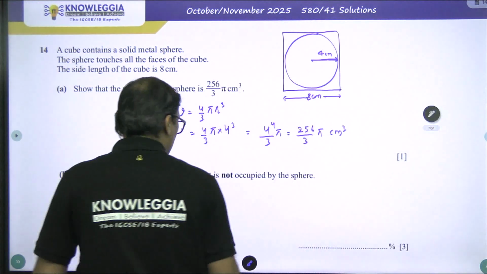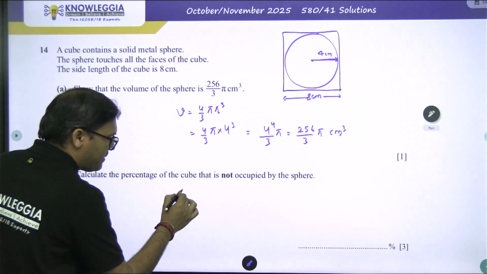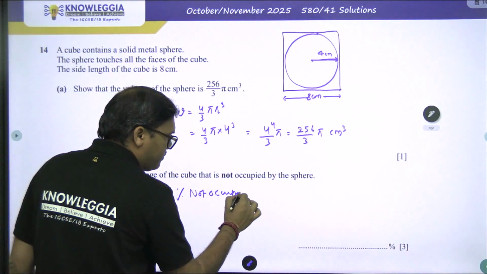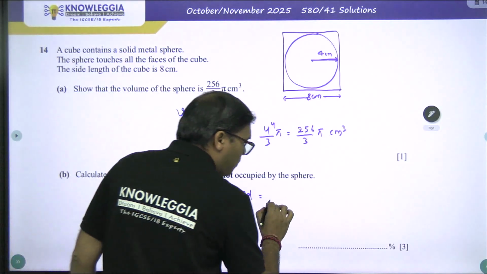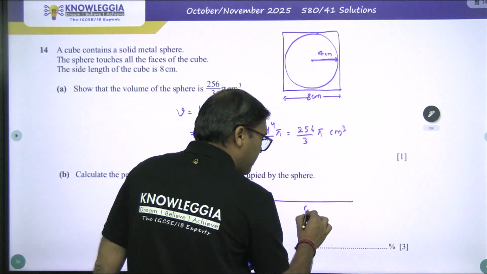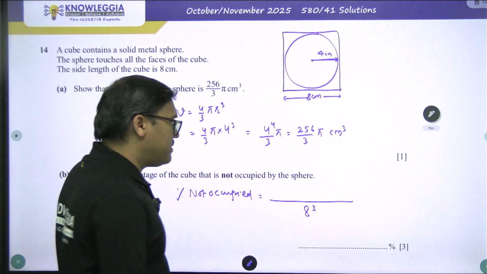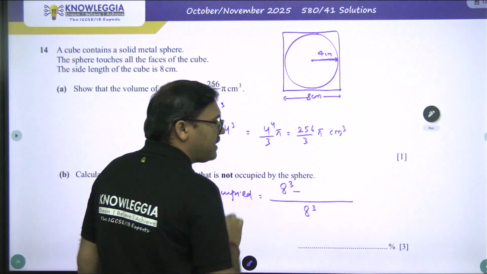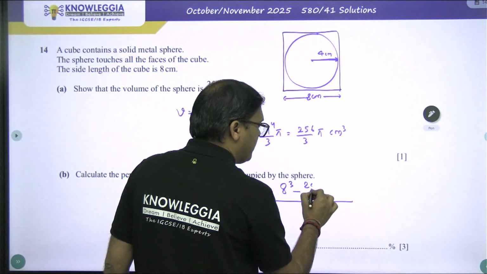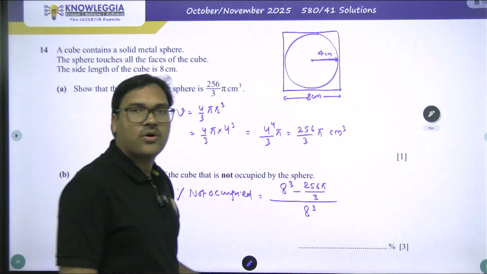So what is the volume not occupied? Volume percentage not occupied. Let's write this: percentage not occupied will be equal to what is the volume of the cube out of 8 cube, right? This is the volume of the cube. And what is the volume not occupied? So this is 8 cube minus, we have already calculated the volume of the sphere. This is 256 pi divided by 3. This is the volume not occupied, right?